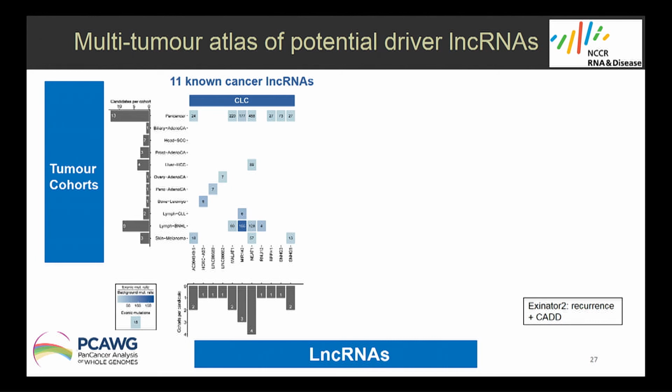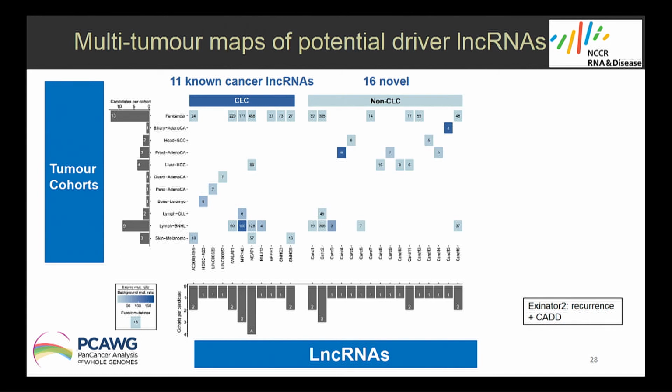So in addition to these 11 previously known cancer lincRNAs, we found 16 novel ones, and these were not previously associated with cancer. And you see that these are associated, for example, with head and neck, with prostate, and with liver. And we're following up these ones in the lab at this moment.